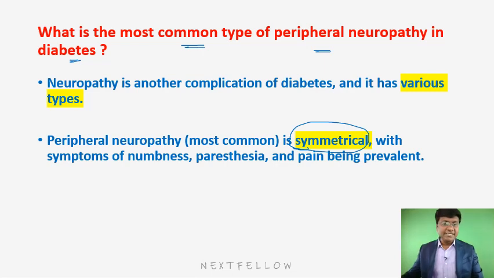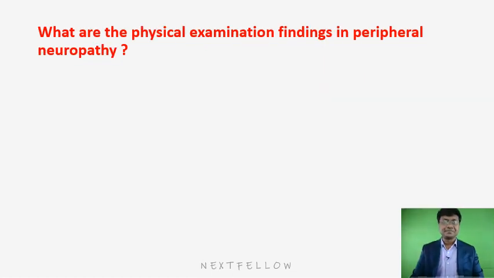And what will be that symmetrical sensory loss? That will be in the form of numbness, paresthesia, and pain being prevalent. So these are the features of the peripheral neuropathy, right? And the most common type of peripheral neuropathy is bilateral distal symmetrical sensory loss.